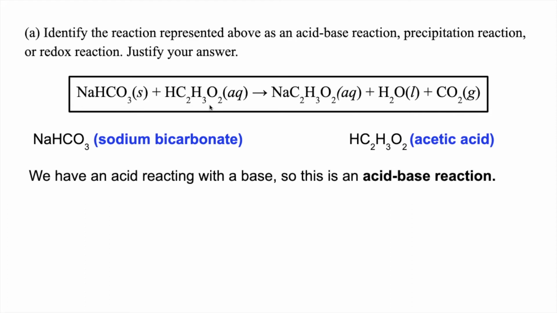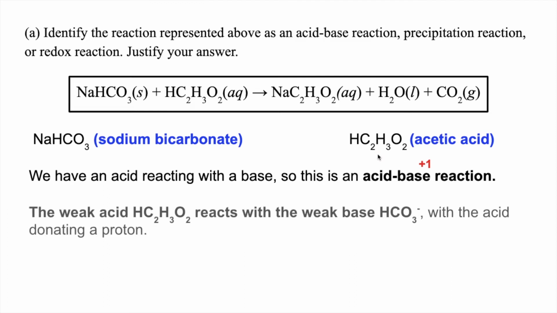Correctly classifying this reaction will earn you the first point. In order to earn the second point, we must provide the correct justification. One way to go about it is what we just discussed. We've got HCO3-, a base, reacting with HC2H3O2, an acid. In this case, the acid is donating a proton. This is a correct justification and will earn you the second point.